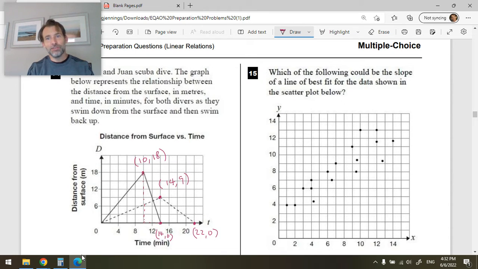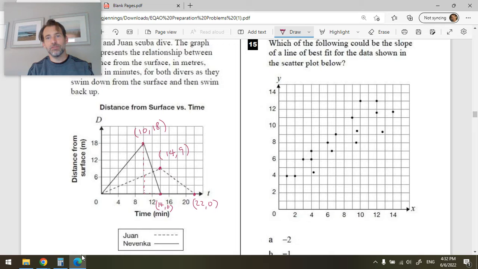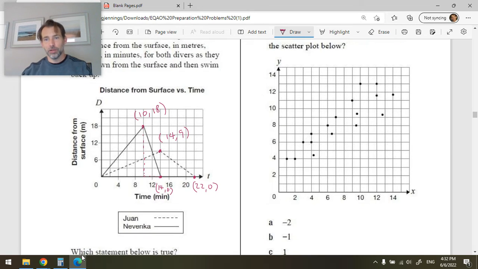Okay, so which of the following could be the slope of the line of best fit for the data shown in the scatter plot below? Here is the point 14, 14. But we wouldn't say that this goes through the point 0, 0, would we? It kind of goes through 14, 14. Like 14, 14 could be a point on this line, but I would say that my line of best fit looks something like that. Wouldn't you?